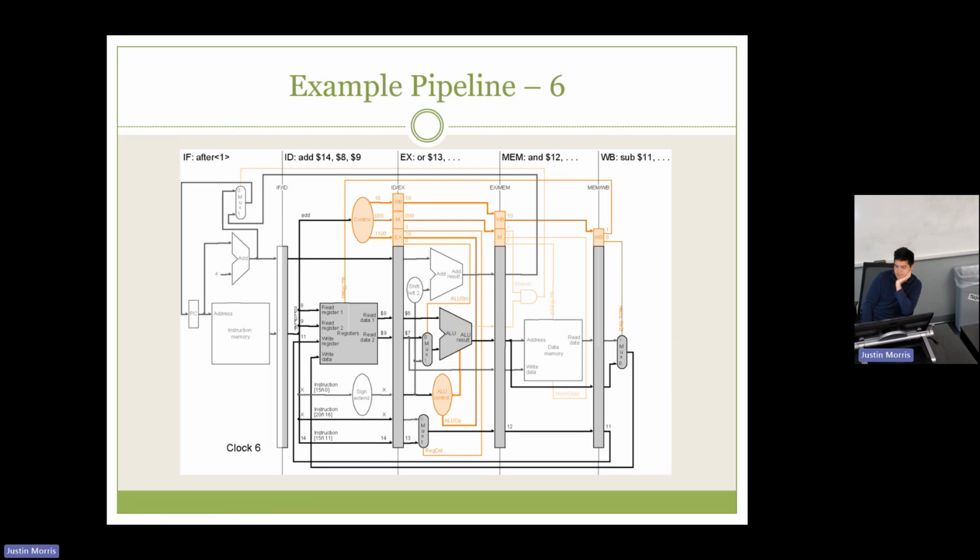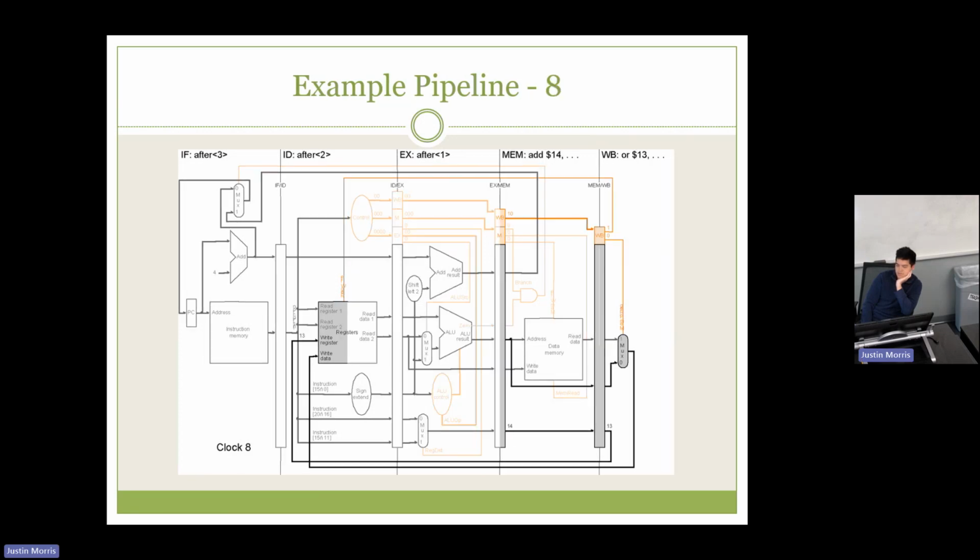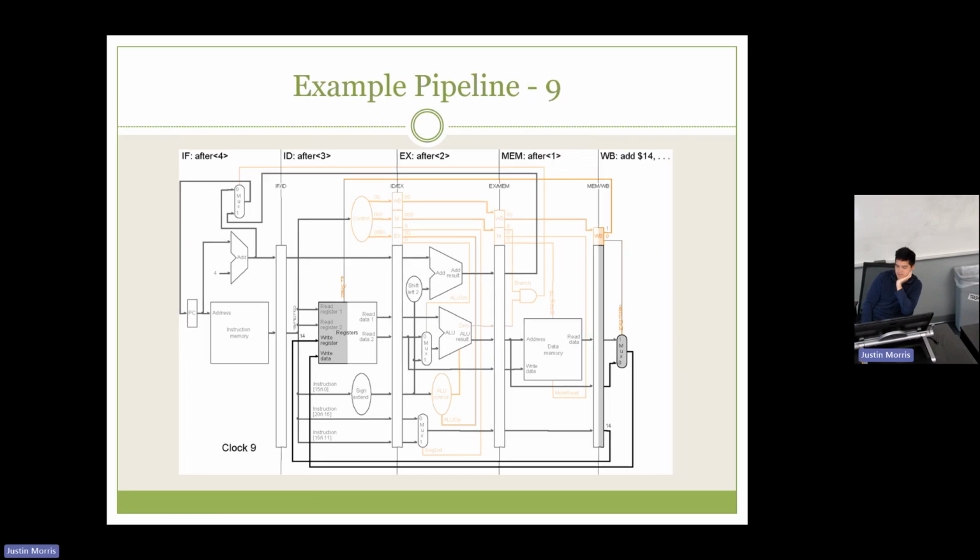Cycle 7, finish the and. Okay. Cycle 8, everything moving forward, finish the or. And then our final clock cycle, we finish the end. So that's how we get 9 clock cycles.